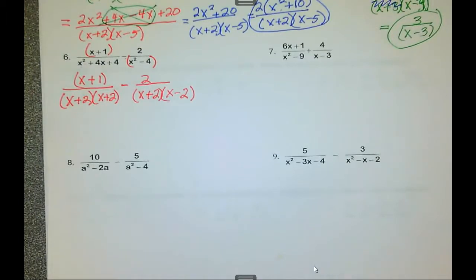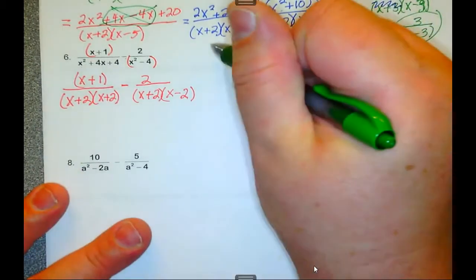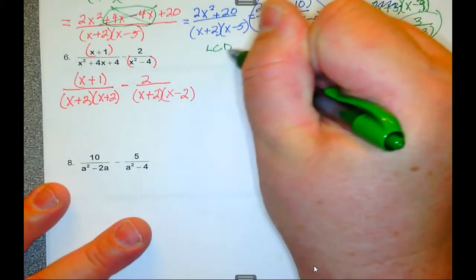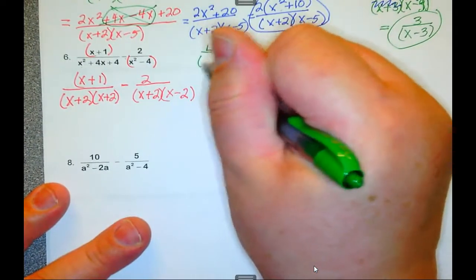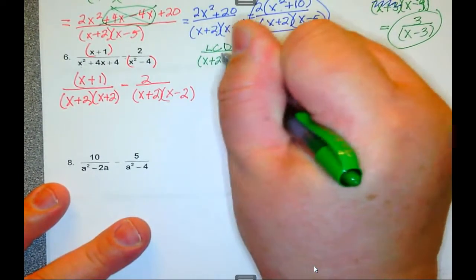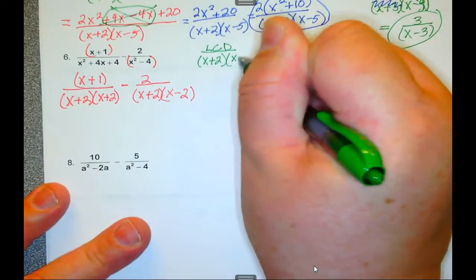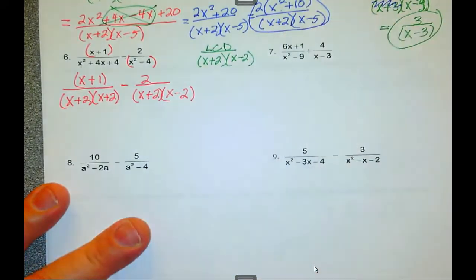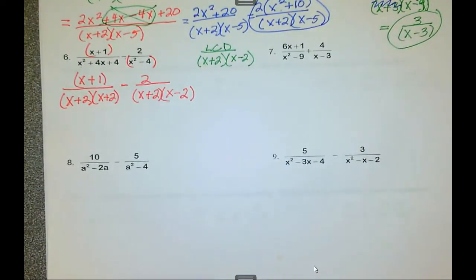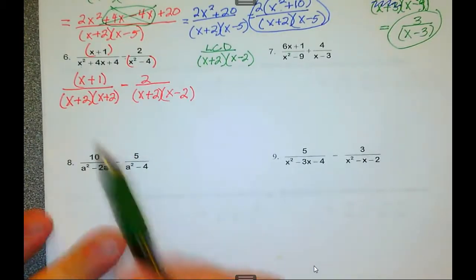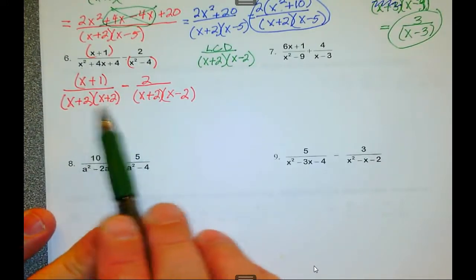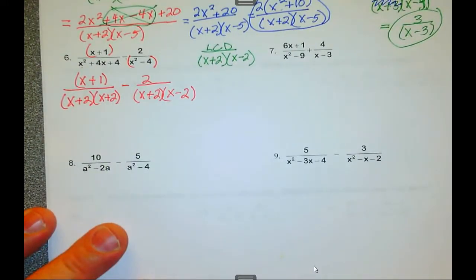Okay. This is a little tricky. What's going to be my lowest common denominator here? Okay, I have an x plus 2. I have an x minus 2. What else? No, that's in the numerator. I have another x plus 2. This, you have to go with the most x plus 2's. Okay?